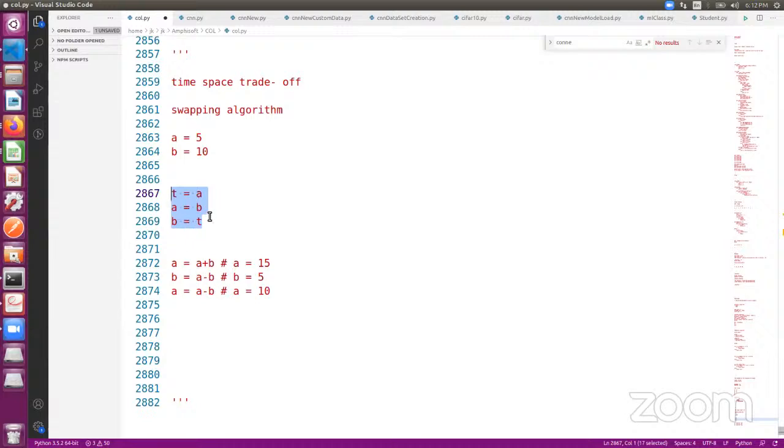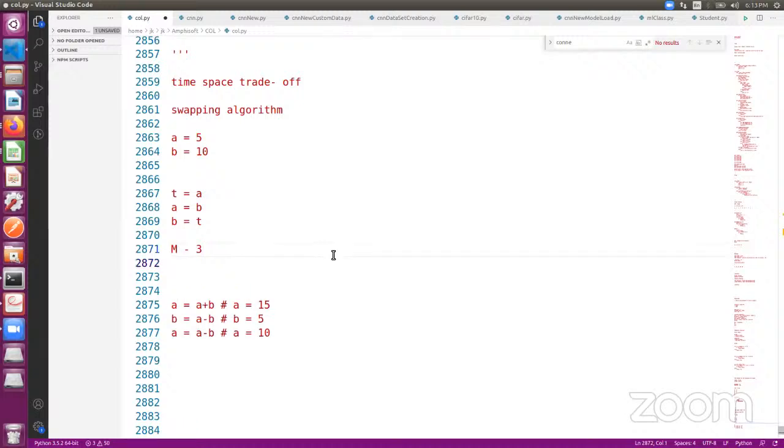Now let us come to space and time. For the first algorithm, how much memory does it take? Just the number of variables. How many variables are there? 3. And how much time does it take? We are just assuming all operations take 1 unit of time. Here there are assignment operations, 3 assignments. So 3 units of time.